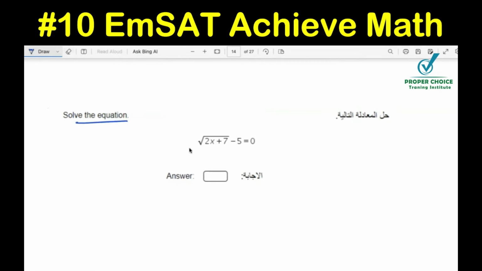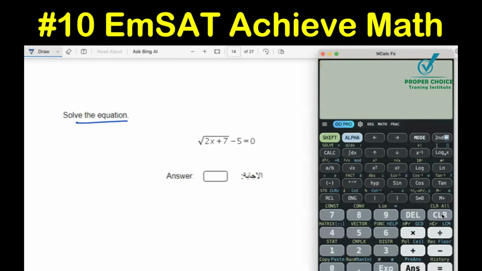Solve the equation square root of 2x plus 7 minus 5 equal to 0. You can directly put it in the calculator and you'll get the answer. Whatever approach we use, type it as square root of 2 alpha x plus 7, come out of the square root, minus 5, alpha, calc, equal to 0. Once you're done with that, just press shift calc then equal, and you'll get the answer.